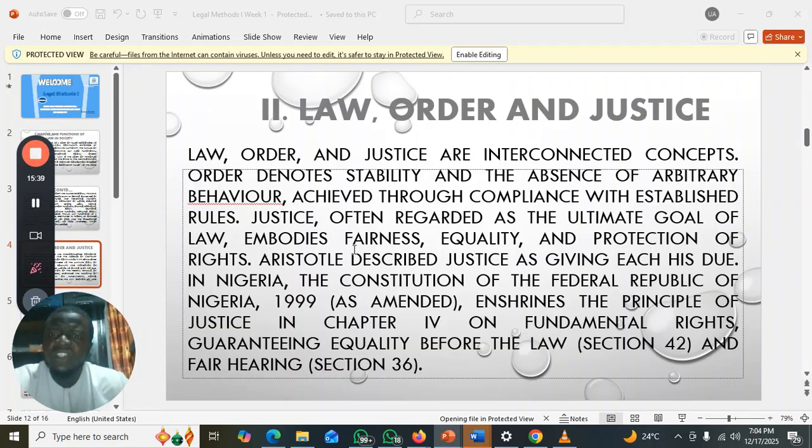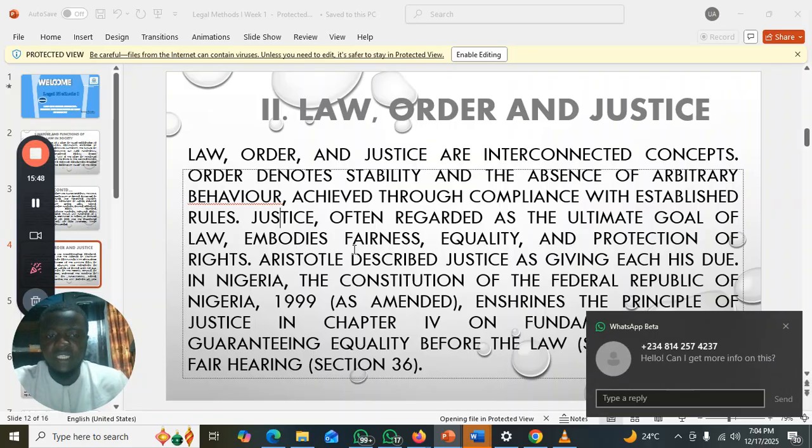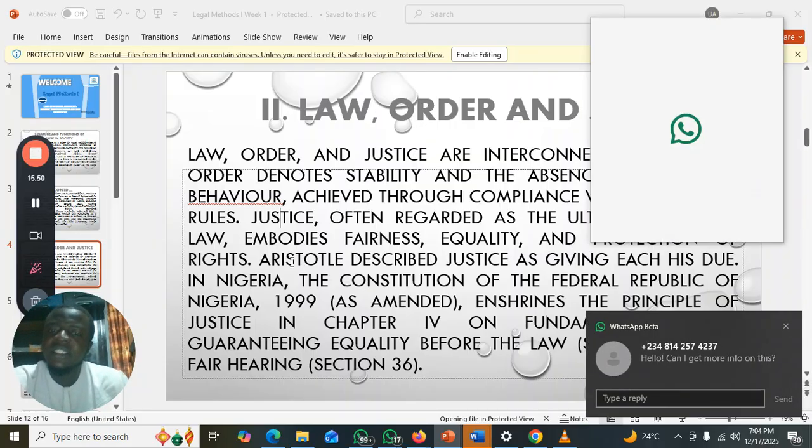So then again, justice is often regarded as the ultimate goal of law. So if you breach the law, then what the law wants is justice. The main goal, what law is aiming at, is to do justice to anybody who has been cheated. Do you understand?